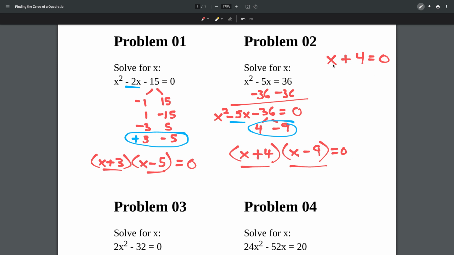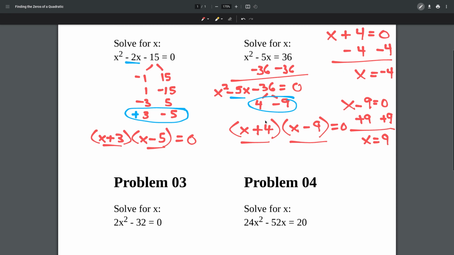Okay. x plus 4 equals 0 here, so we're going to subtract 4 from both sides, and we're going to get x equals negative 4. Here we're going to set x minus 9 equal to 0, and we'll add 9 to both sides, and we'll get x equals 9. Okay, so our two solutions here are negative 4 and positive 9. Okay, let's move to problem 3.